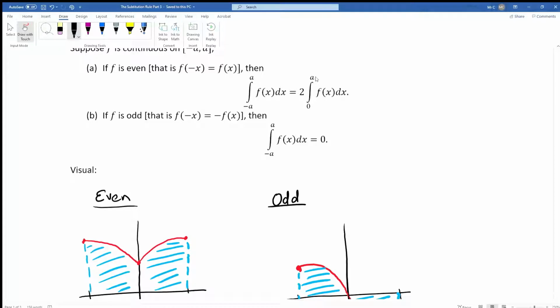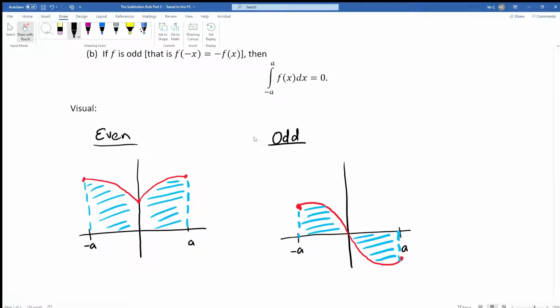On the other hand, if f is odd, f of -x is equal to negative f of x, then the graph looks like this. Your y values become the opposite when you cross from negative x to positive x values. So these two areas, one gets counted as a positive, and the integral treats the other as a negative and cancels the two out.